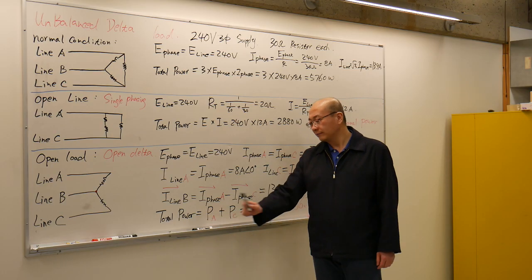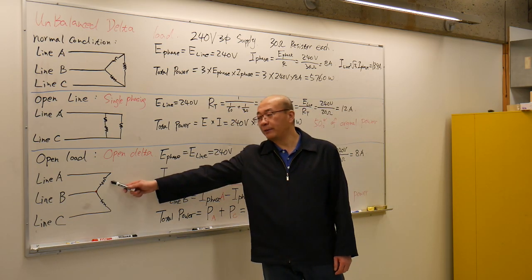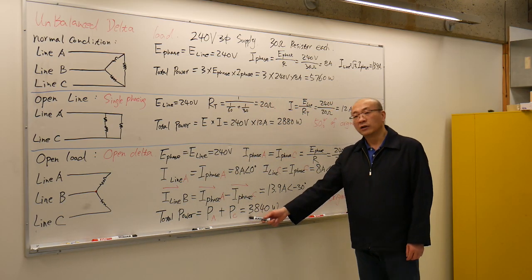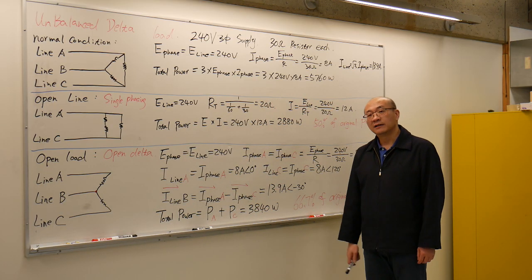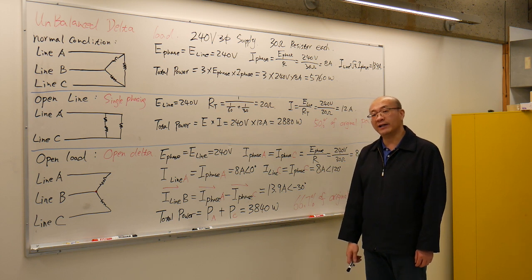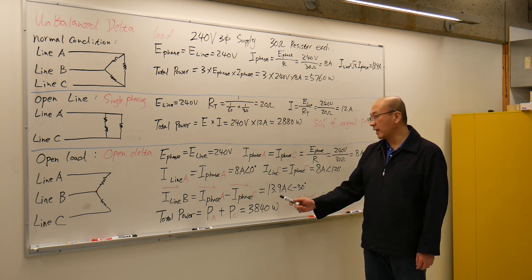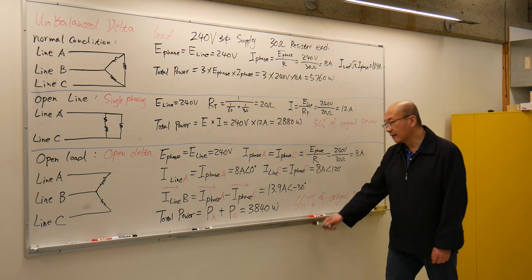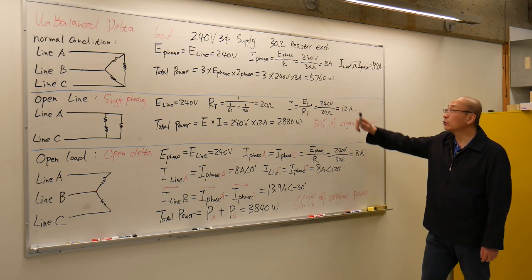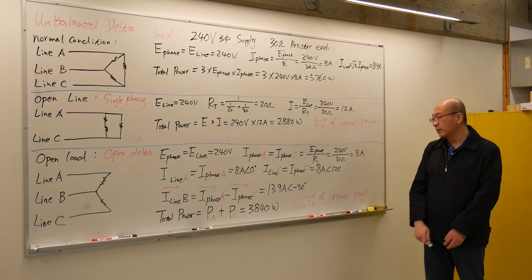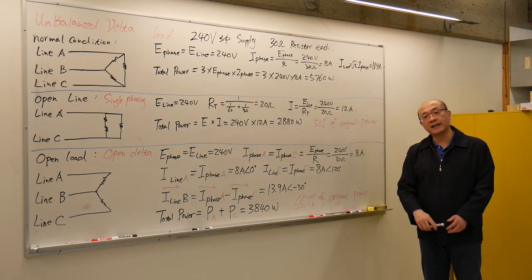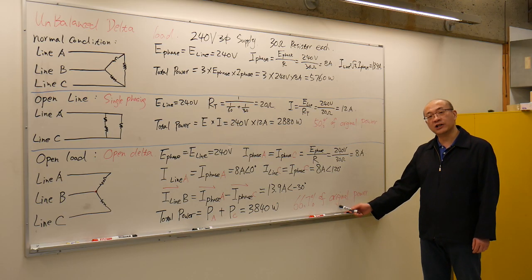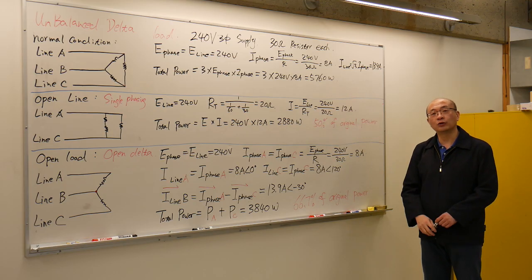The total power is going to be the power developed in phase A plus the power developed in phase C. So if we calculate the power in phase A and the power in phase C and add them up, we get 3840 watts. Compare this 3840 watts to the original 5760, we can see it's about 66.7% of the power developed in an open load condition compared to the original normal condition.